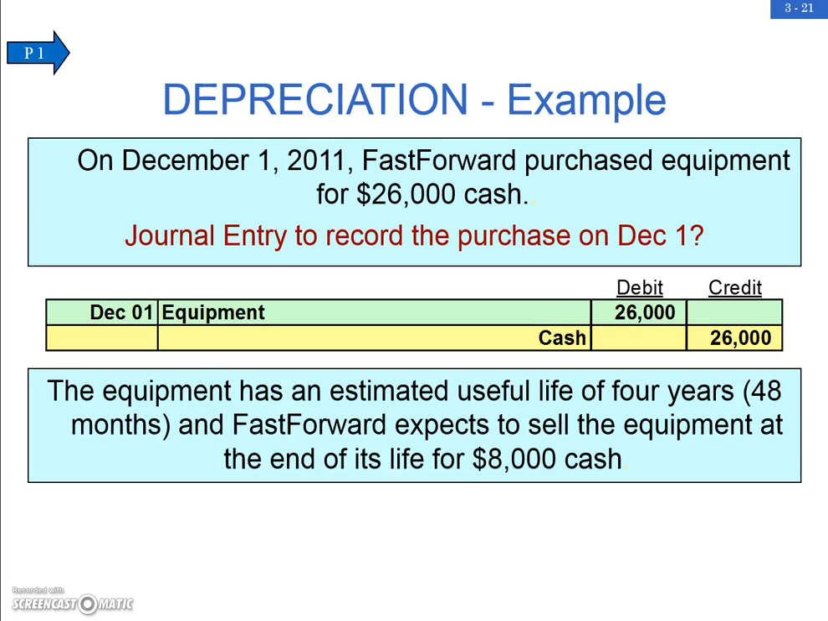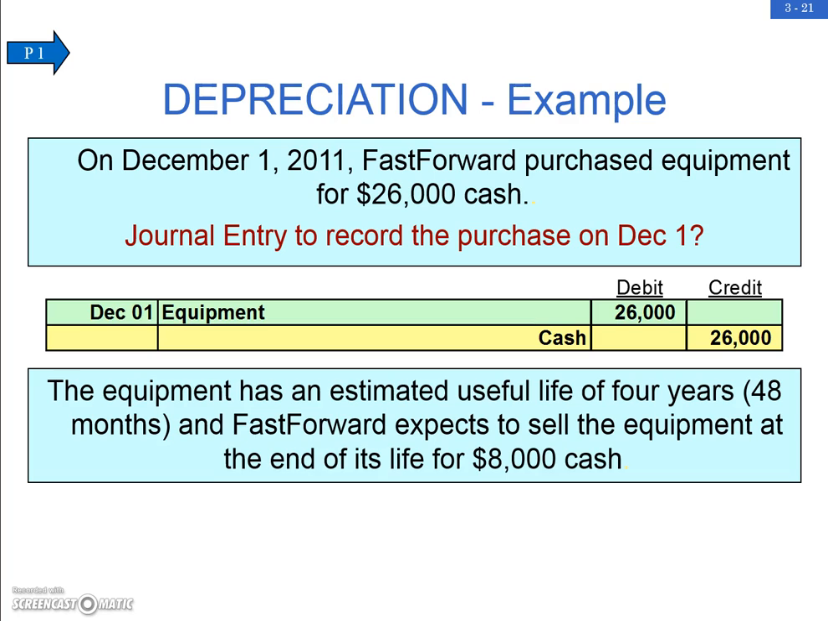Now we go and find out that this equipment has an estimated useful life of 4 years or 48 months. We do care about a month, right? Because we're going to be using it for 1 month in 2011. So our company's going to keep this for 4 years, we find out, and our company expects to sell the equipment at the end of its life for $8,000 cash.